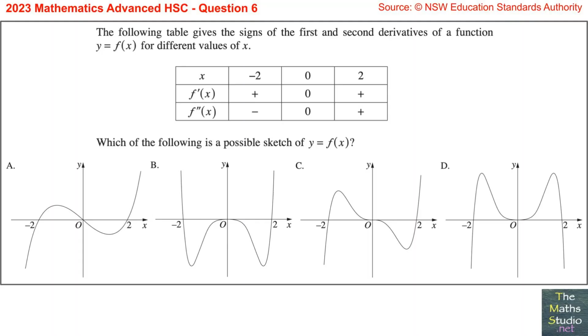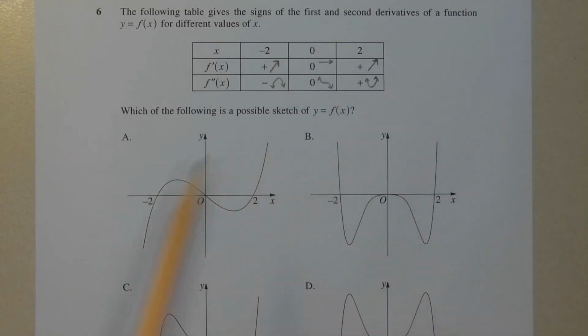Question 6. The following table gives the signs of the first and second derivatives of a function y equals f of x for different values of x. Which of the following is a possible sketch of y equals f of x? Let's analyze this table of signs.